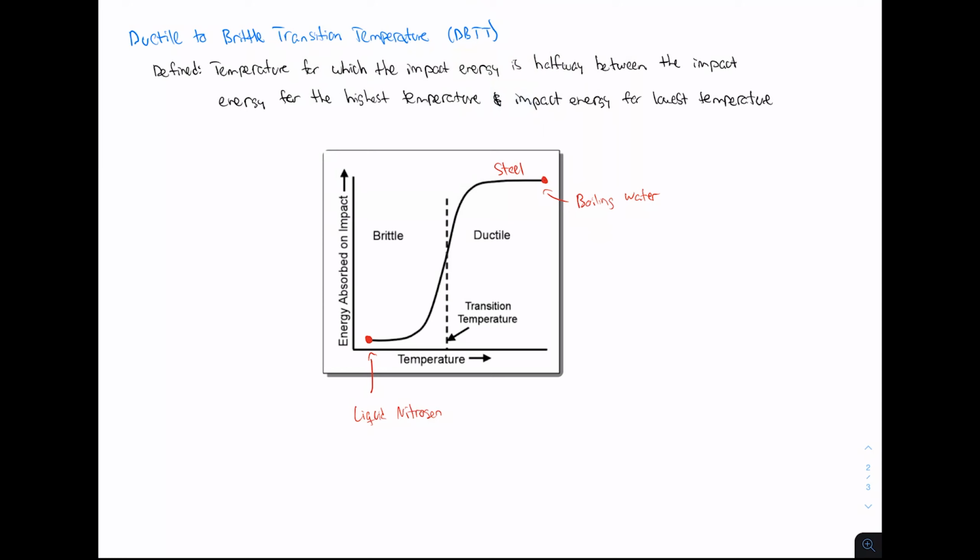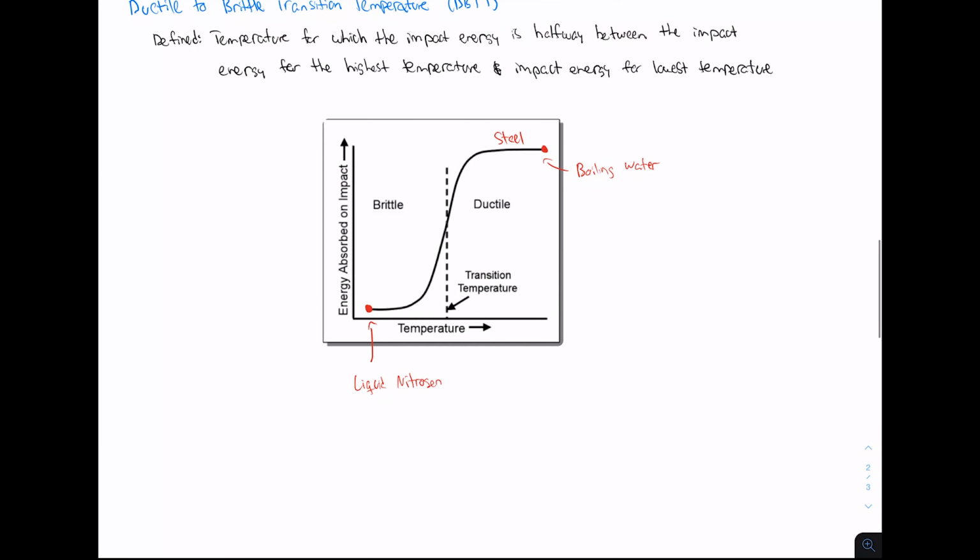Okay, so to find that, pretty simple here, DBTT is equal to the high temperature plus the low temperature divided by 2. So we're just going to take that average there, okay? And this is something that you're going to find in the lab. You're going to solve for that.